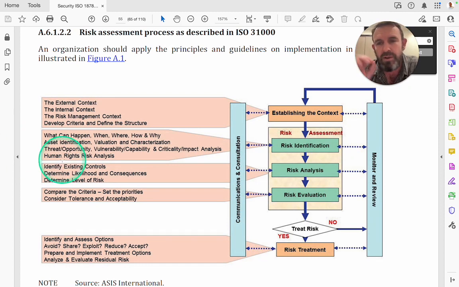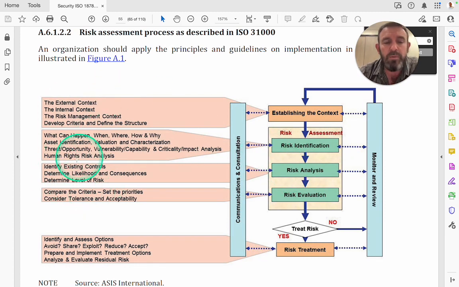Human rights risk analysis. Where do you hear that in the world of safety? It's really important. We know what human rights are, but this is the world of security. This is why I love security. We are really focusing on the human rights of others. That, I think, is what makes it such a good standard.